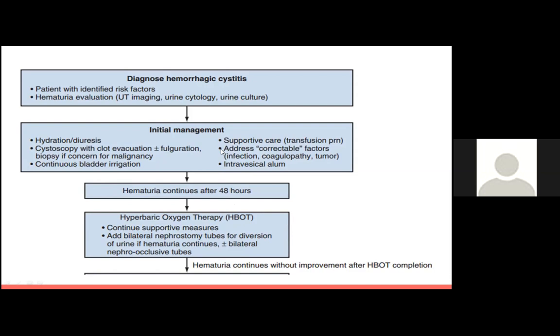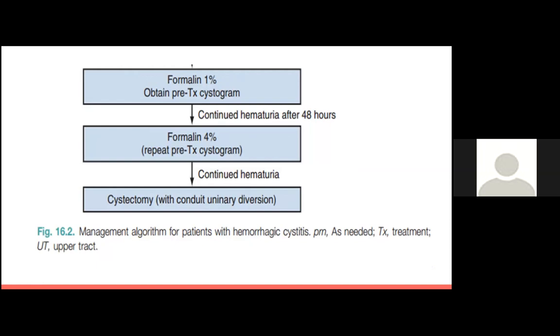Again, for the initial management, we have hydration, diuresis, cystoscopy with clot evacuation, continuous bladder irrigation, supportive care, and addressing correctable factors: infection, coagulopathy, tumor, and intravesical alum. If hematuria continues after 48 hours, hyperbaric oxygen therapy can be used. And bilateral nephrostomy tubes for diversion of urine if hematuria continues. If hematuria continues without improvement after HBOT completion, formalin 1% can be given.